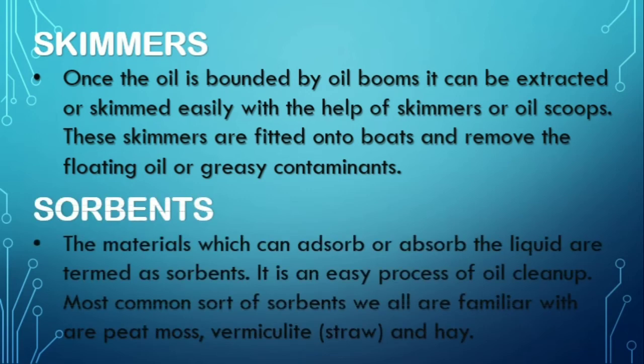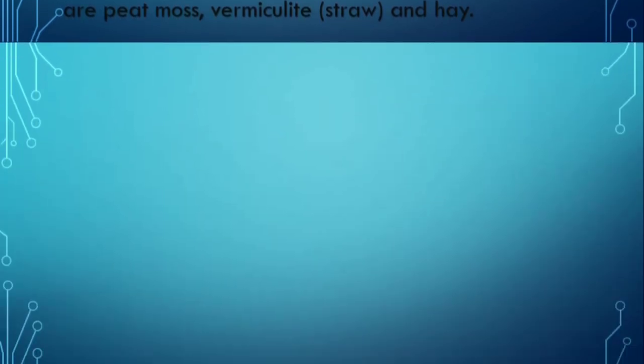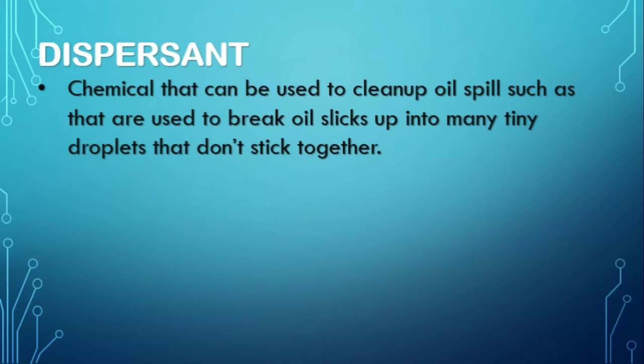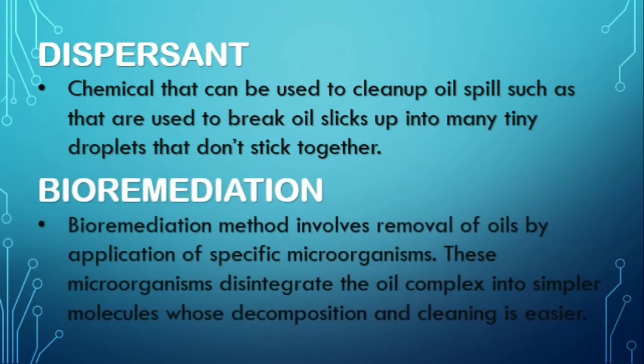Then, sorbents. The material which can absorb liquid is termed as sorbent. It is an easy process of oil cleanup. The most common sorbents we are all familiar with are peat moss, vermiculite, and hay. Next is dispersant. These are chemicals that can be used to clean up oil spill, such as those used to break oil slick up into many tiny droplets that don't stick together. And lastly is bioremediation. The bioremediation method involves removal of oils by application of specific microorganisms. These microorganisms disintegrate the oil complex into simpler molecules, whose decomposition and cleaning is easier.